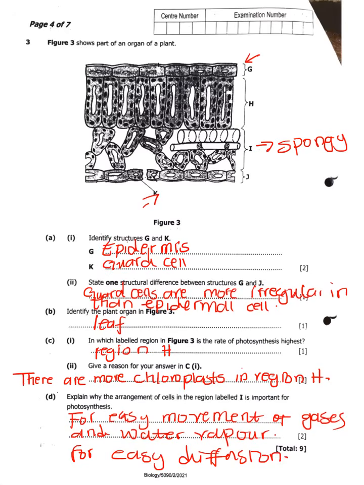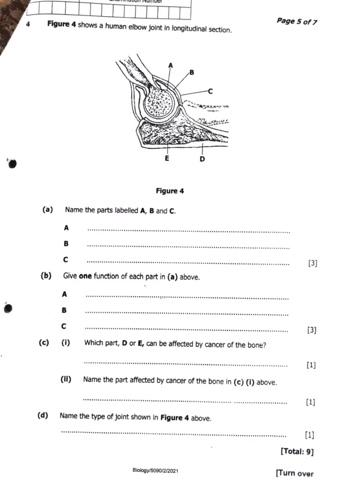so we can have a picture in mind. It's hard for a gas or a substance to move in a region where there are no spaces. Like in region H, we can see that these cells are closely packed, there are no spaces. So we need some spaces for easy movement and also for easy diffusion. Okay, now we can move on to question 4.